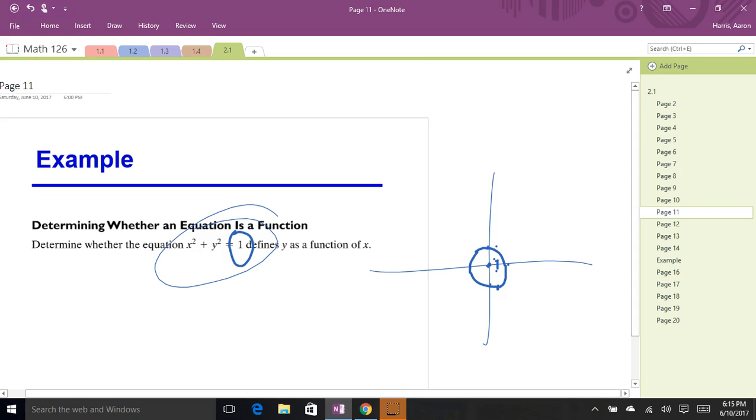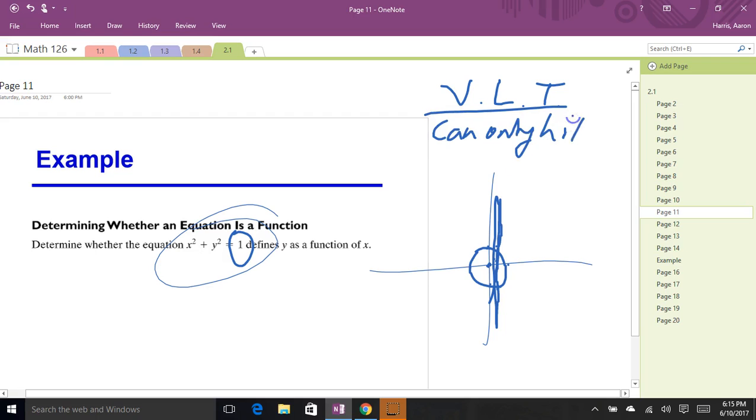And one way you can do that, and we'll talk about this also in the next section, is you can run what's called the vertical line test. The vertical line test tests whether it's a function. It can only hit once to be a function. So you notice on a circle, when you run any vertical line at any point in the graph, if you ever have it hitting more than once, it's not going to be a function.